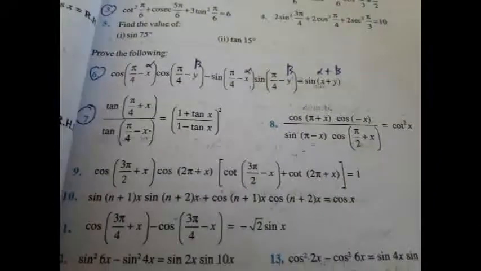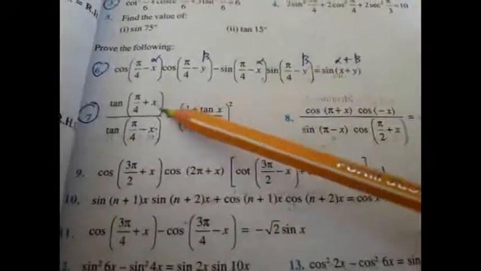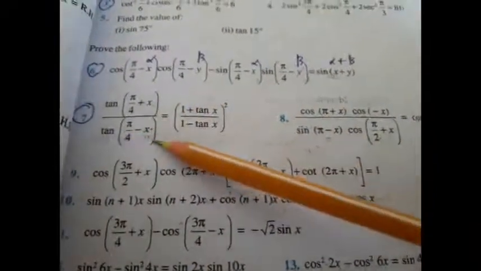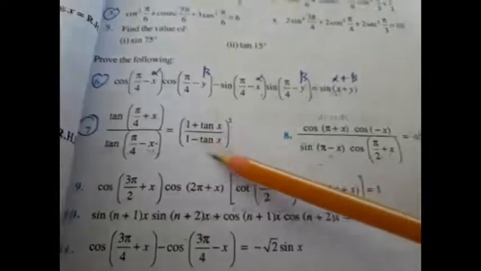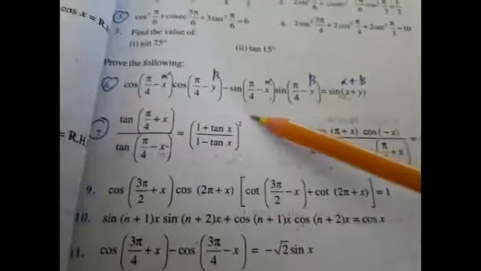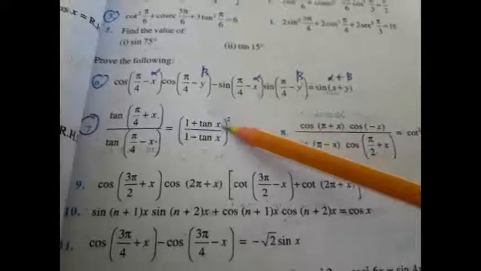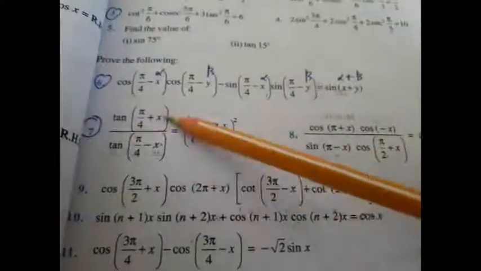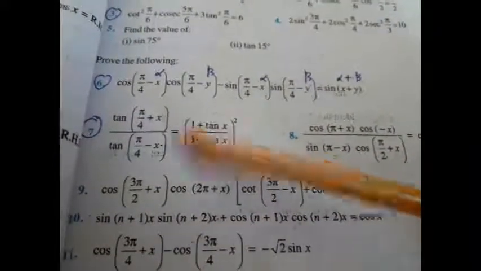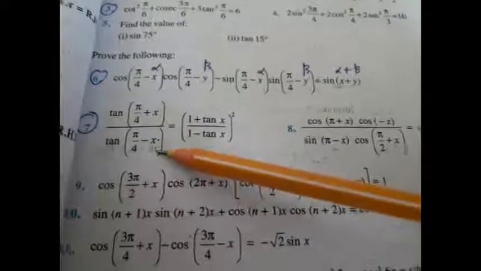Let us see the next question. Tan(pi/4 + x) divided by tan(pi/4 - x) equals ((1 + tan x)/(1 - tan x)) the whole square. This can be easily solved. See, in the numerator you have to apply the tan(a + b) identity, and in the denominator you have to apply the tan(a - b) identity.